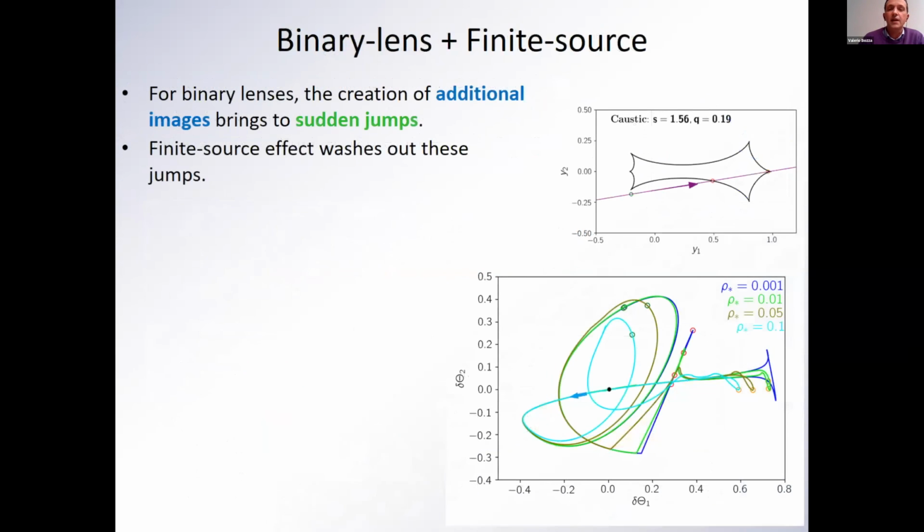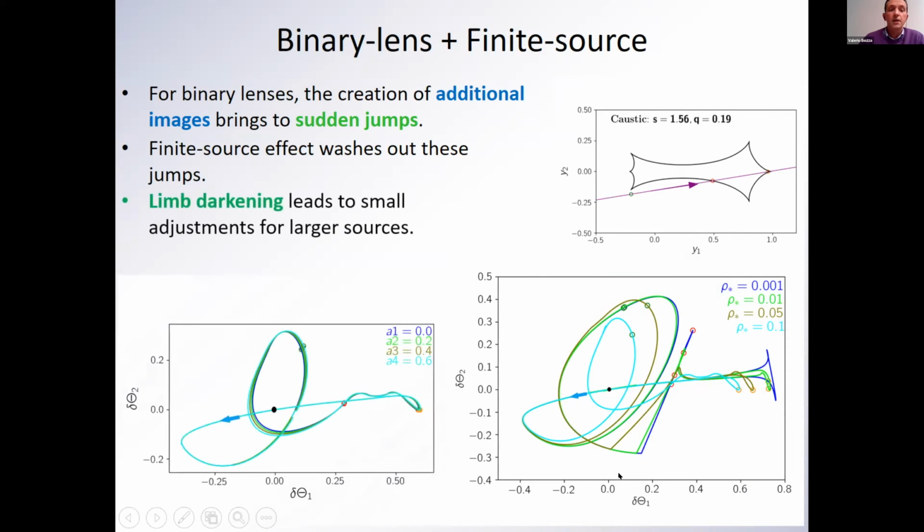In the case of binary lens, as Chris showed, the trajectory of the centroid can be very complicated because we have caustics and the appearance of images. Creation and destruction of images produces sudden jumps in the light curve. In this case, the finite source effect is also important because it washes out these jumps, as you can see from this picture here. If you increase the size of the source, then all these jumps become smoother. Limb darkening can also have a very small impact in this case. It leads to small adjustments of the light curve depending on the coefficient of limb darkening, but this can be taken into account in the code.